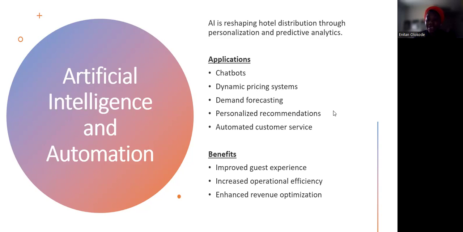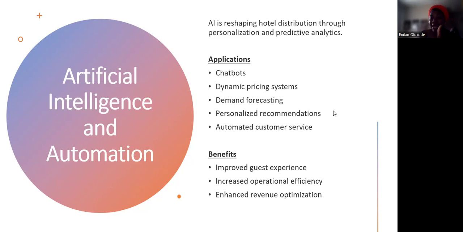And there are several applications that can be used to achieve this. We have our chatbots. We have our dynamic pricing systems. We have our demand forecasting platforms. The automated services where you have your personalized service, your check-in kiosk. You have all of that. So those are examples of AI-powered applications that can help us achieve our goals.